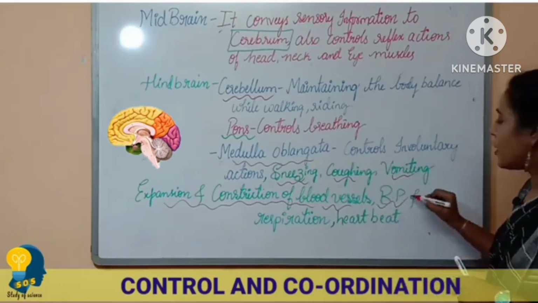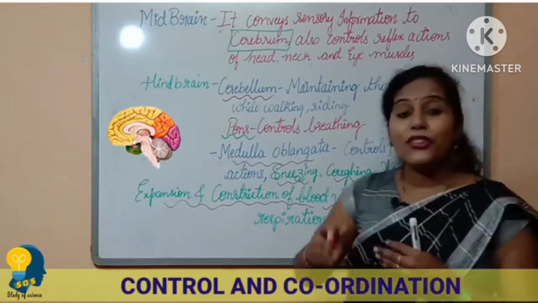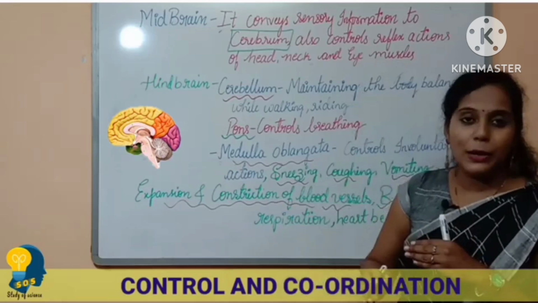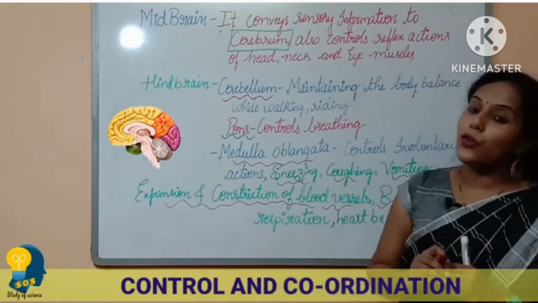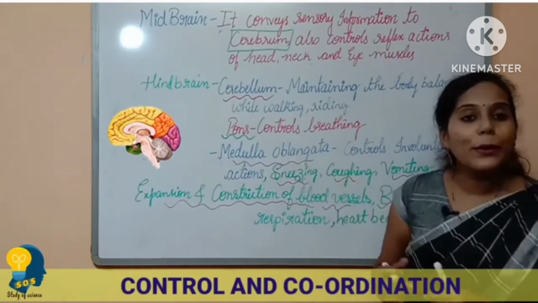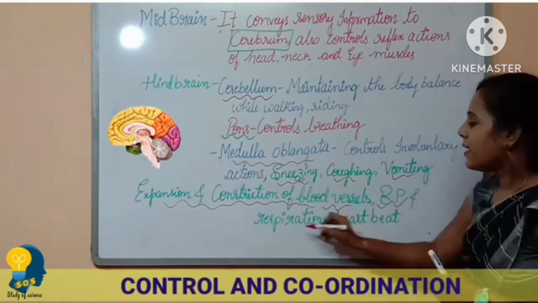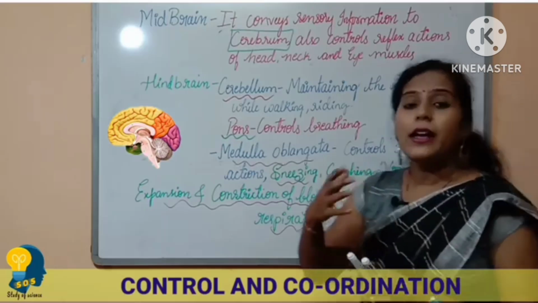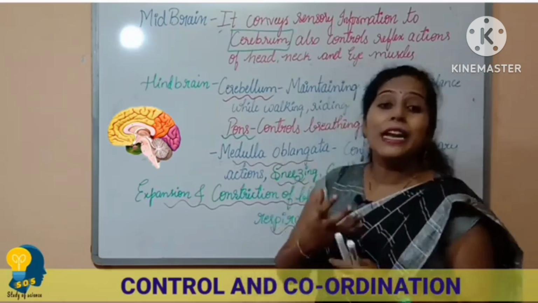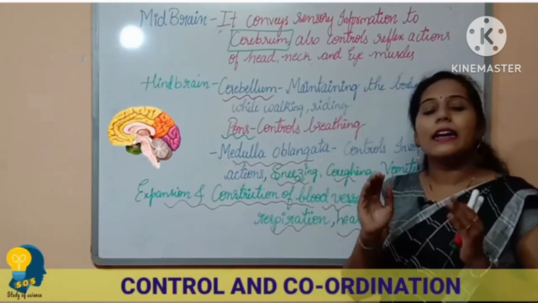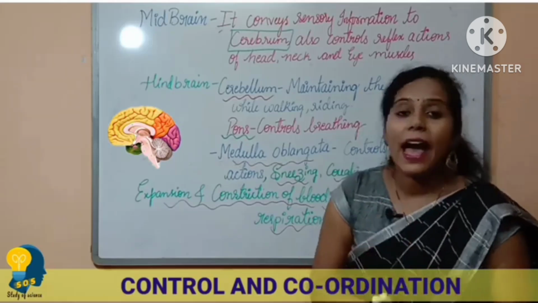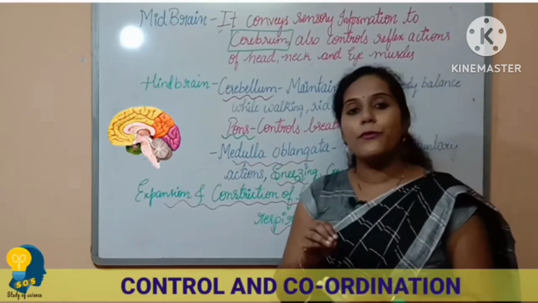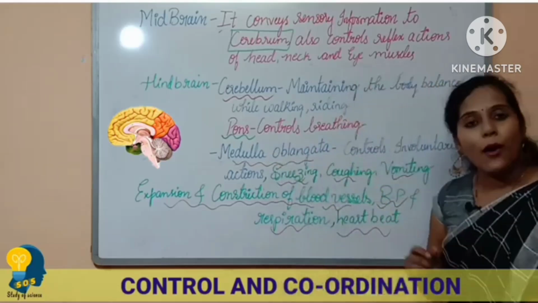And then blood pressure. Sometimes our blood pressure increases. Sometimes it is normal. Sometimes it comes to below, right? This blood pressure is also controlled by the medulla oblongata. Next, respiration as well as the heartbeat. Our respiratory breathing rate, our heartbeat rate, all these are coming under involuntary actions because they are not at all under our control, and all these actions are performed by the medulla oblongata.